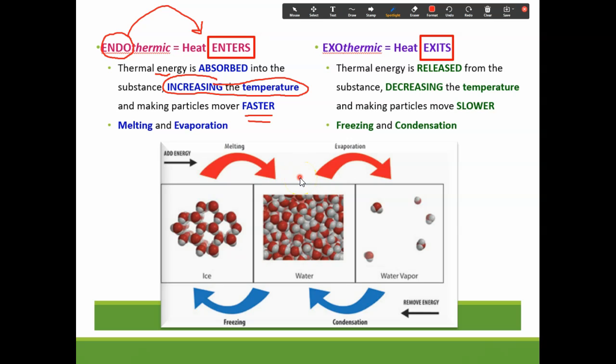So we now understand their definitions as well as why these happen. Exothermic, the prefix exo, means that heat exits. And so as heat exits, that means it's actually losing heat. So the substance will be losing heat, or heat is being released, okay? And the result is if heat's exiting, heat's being released, then in that case, the substance will actually decrease in temperature. So the substance will get colder. All right, so that's going to happen in things like freezing and condensation.